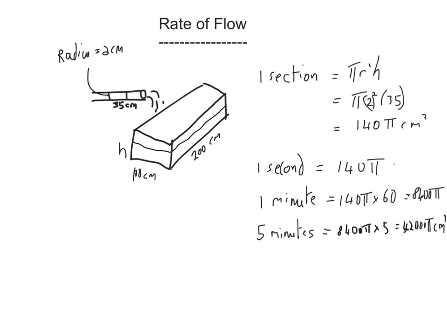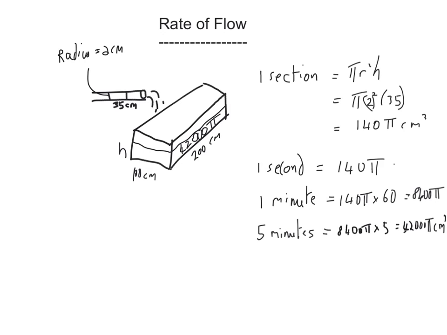But we want to get 5 minutes, so we're going to multiply everything by 5. So 5 minutes equals 8,400 pi times 5, which gives you 42,000 pi cm cubed. So we can write this value now in for the water here, because that's the water that flows through the pipe and consequently ends up in the tank. Now I'm assuming here that there was no water in the tank before the water started flowing in. So after 5 minutes we should have 42,000 pi cm cubed of water in the tank.